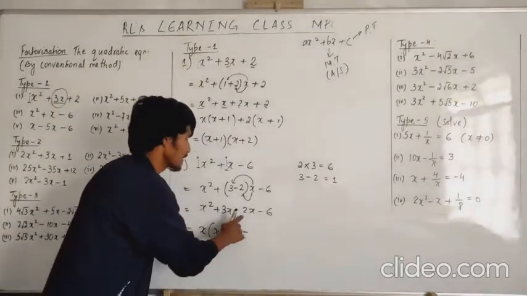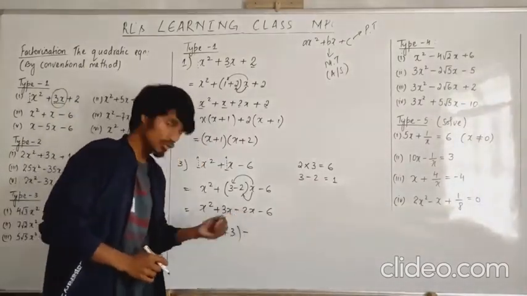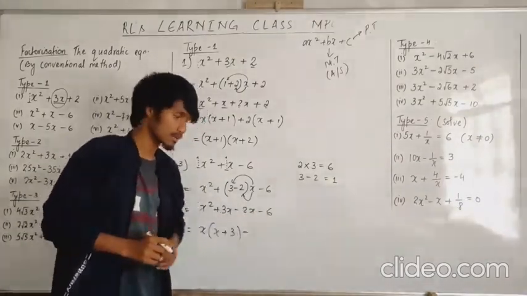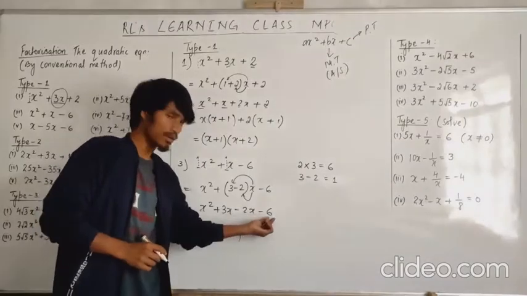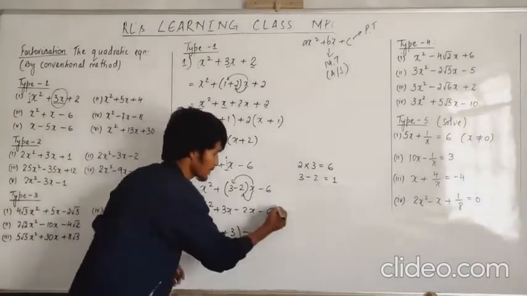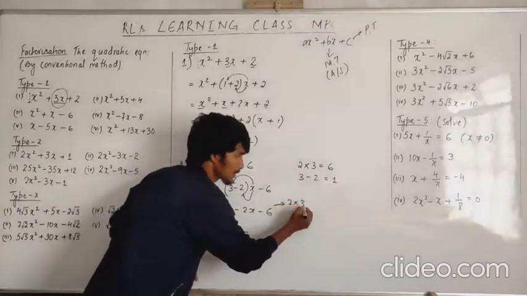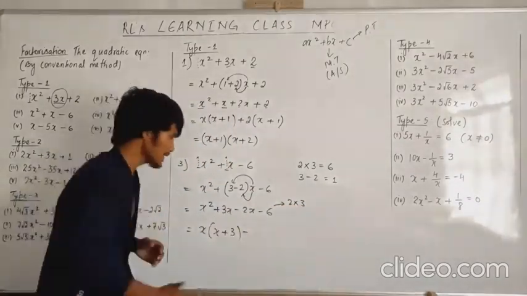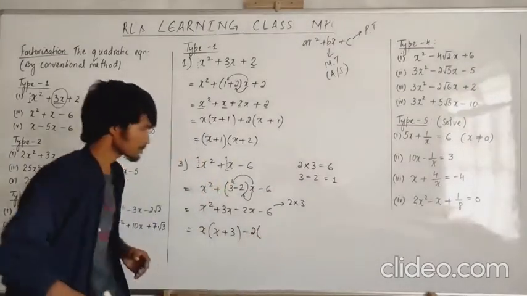Then minus. Here, which one is the common? Here 2 is there, but here no 2 is there. Yes, 2 is there because 2 into 3 is 6. Here x is there and here is no x. Then x is not common. Then this 6 I can write 2 into 3. Then here 2 and here also 2. Then 2 is common. You can put here 2.